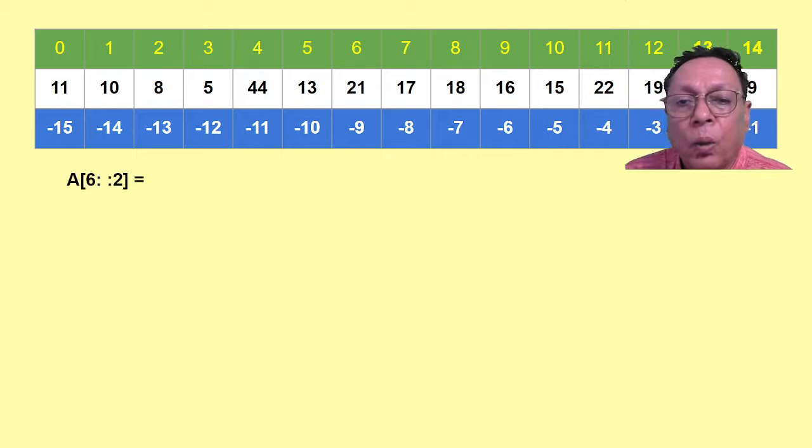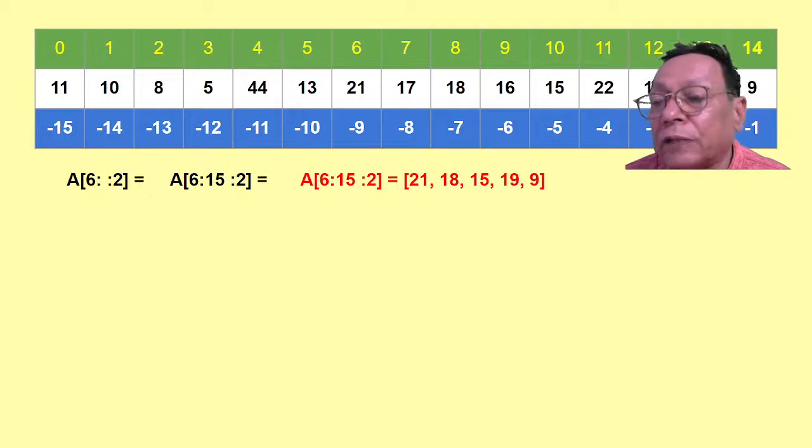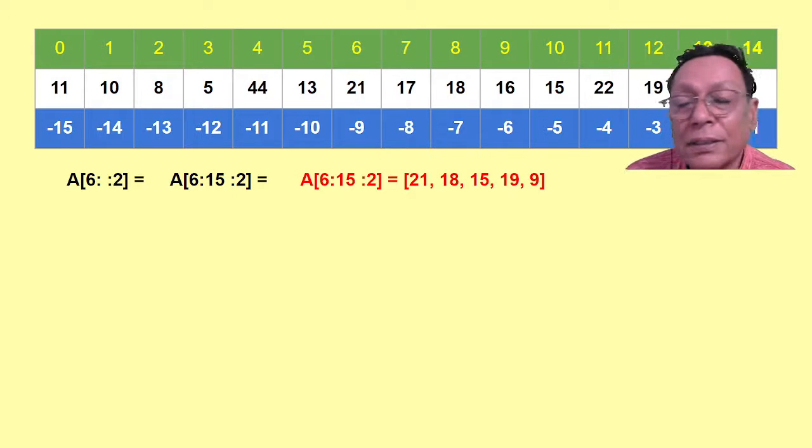Another example, when start is given but stop is missing and the gap or step is also given. So what should be done in this case? We'll have to take the last index because the stop index is missing. So the stop index will be considered as 15, the last index, and the gap of 2.